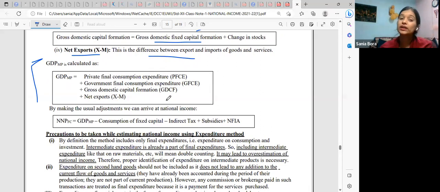Now when you have to calculate NNP at FC, what you will do from this GDP at MP, first you will calculate GDP at MP. Step 1, you will minus depreciation, minus indirect tax plus subsidies and NFI. Clear?